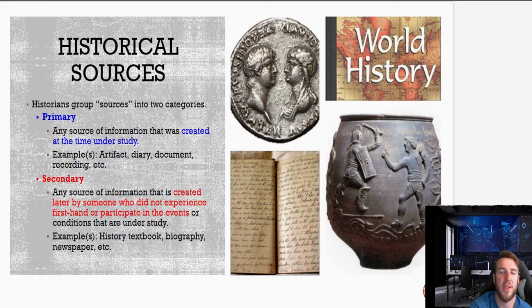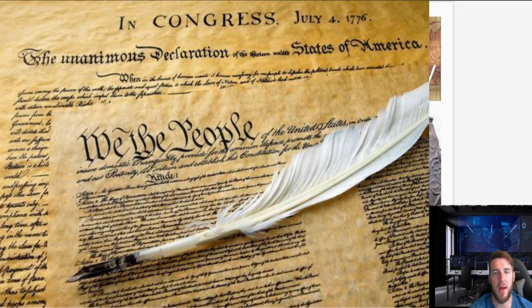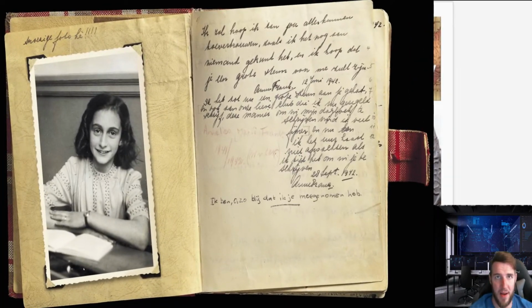Historical sources. Historians group sources into 2 categories. Primary. Okay, this is created at the time under study. So these are legitimate sources. We will try our best to study primary sources throughout this course. Examples, you probably do want to write the examples down to help you understand primary sources. An artifact, meaning a man-made object, something that was from that time that was made. Okay, a diary entry. All right, they're recording everything that they're feeling, everything they're seeing. Some type of document, the Declaration of Independence, that is a primary resource. Okay, Anne Frank's diary, right?